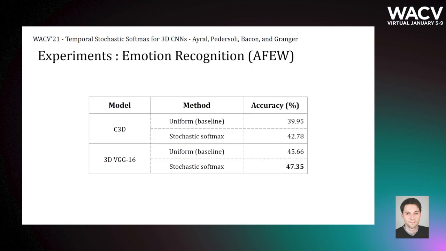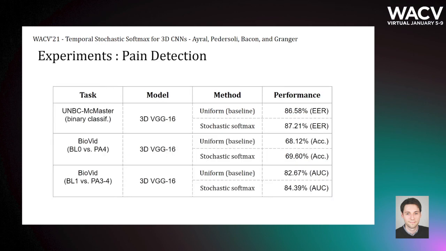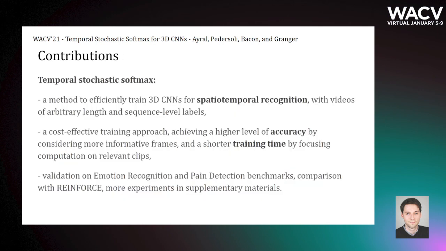We experiment with Temporal Stochastic Softmax on a small C3D and an inflated 3D VGG16 model. Our method is validated on emotion recognition and pain detection benchmarks, with consistent improvement over the uniform sampling baseline. With Temporal Stochastic Softmax, we designed a method to efficiently train 3D CNNs for spatiotemporal recognition with videos of arbitrary length and sequence level labels.